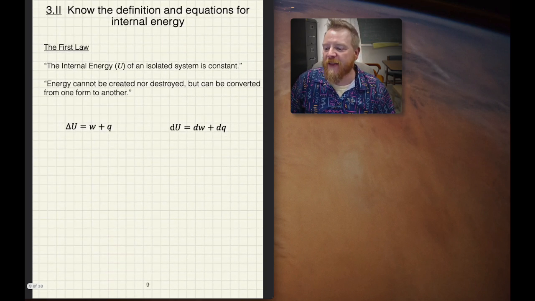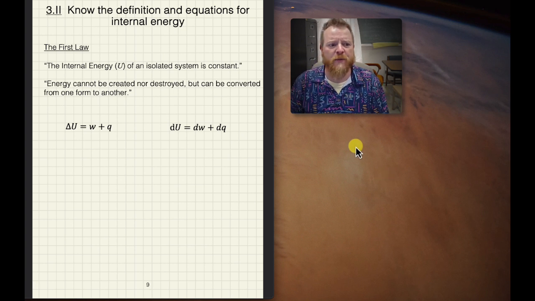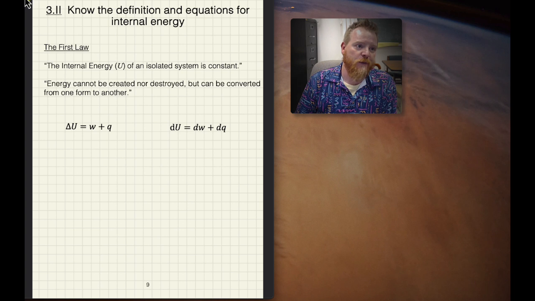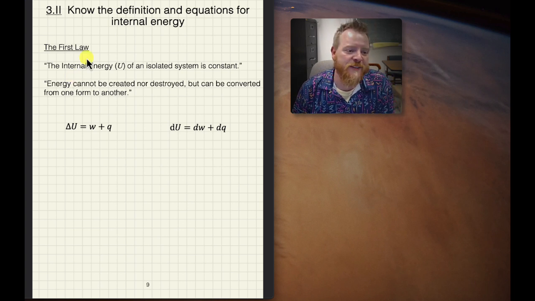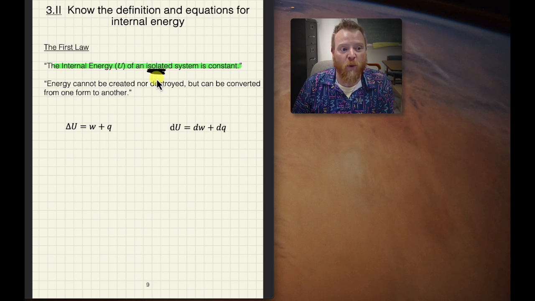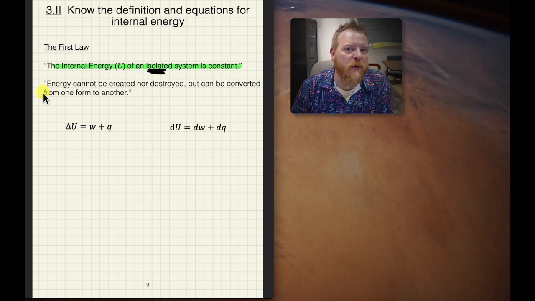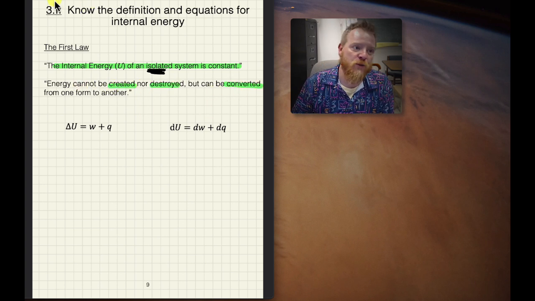And then finally, the last thing to unpack here, and we'll spend most of the semester unpacking this, just a brief introduction for now, the first law. Okay, so there's a couple different ways we can state the first law. One is the internal energy of an isolated system is constant, and I'll underline that word. That's important for the statement. Another way we can state this, which is probably more practical for the way we apply it, energy cannot be created nor destroyed, but can be converted from one form to another.